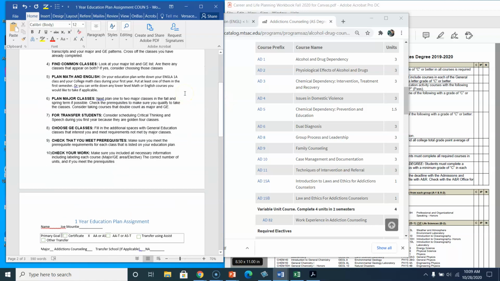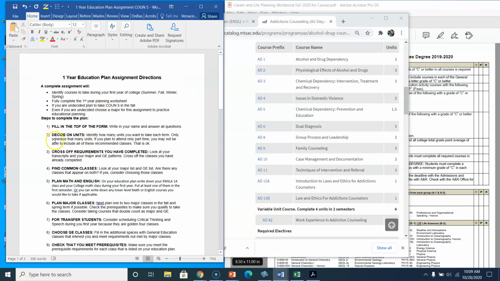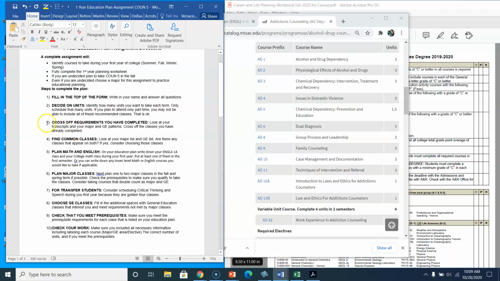All right. So we've done step 1 and 2. Fill out the top of the form. Decide on the units. All right. So now cross off requirements you've completed and find common classes. Look at your major list and GE list. Are there any classes that appear on both? If yes, consider choosing those classes.